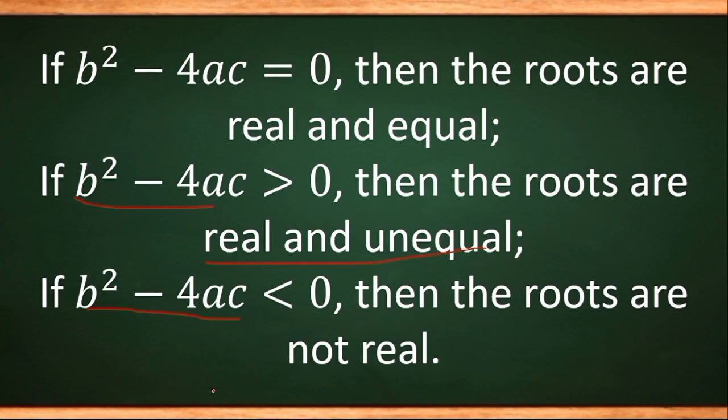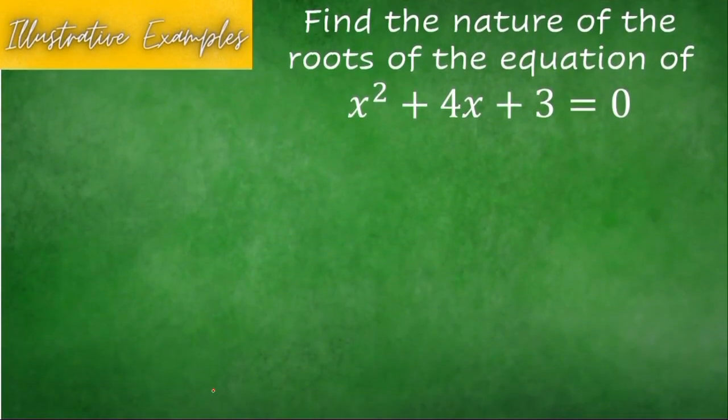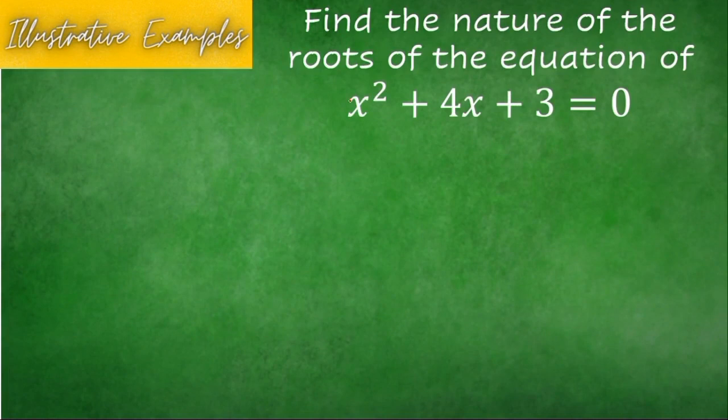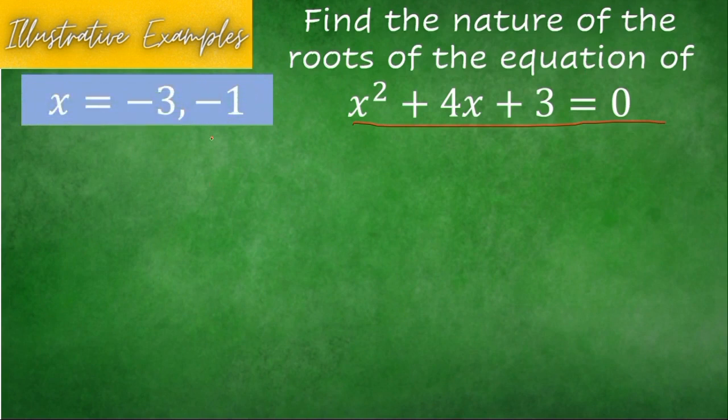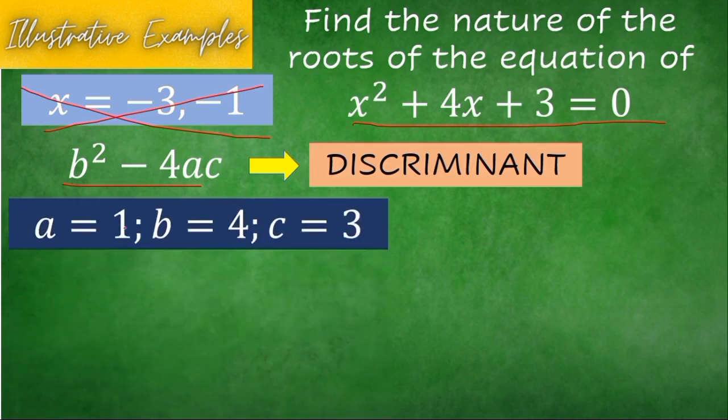Okay, let's have our first example. Find the nature of the roots of the equation x squared plus 4x plus 3 equals 0. If you solve for the roots of this equation, the roots are negative 3 and negative 1. Suppose we do not know this. So, we have here b squared minus 4ac. Let's use the discriminant. And the value of a is 1, b is 4, c is 3. Substitute.